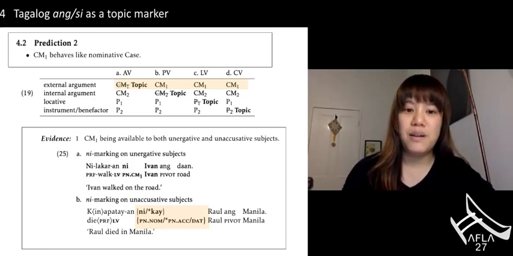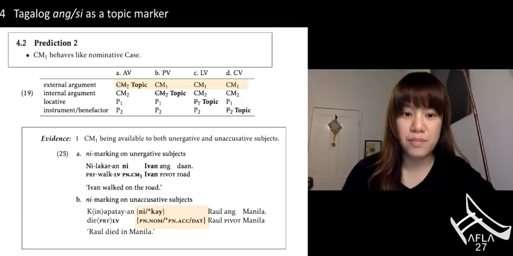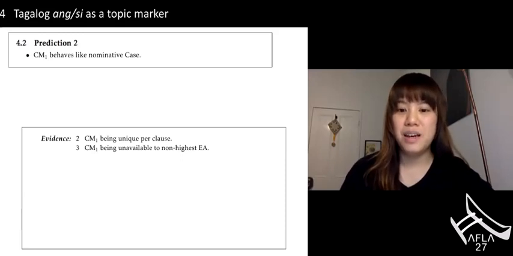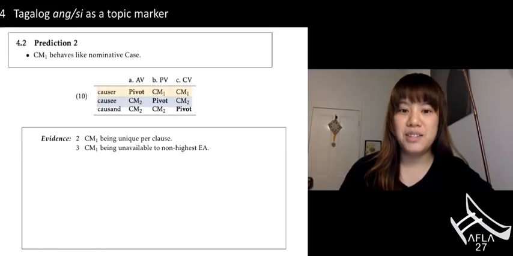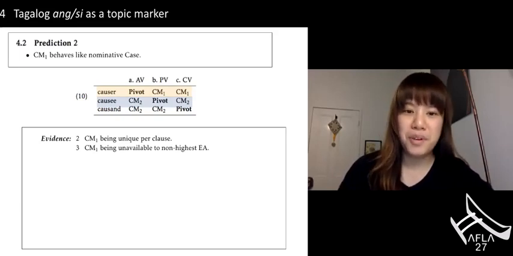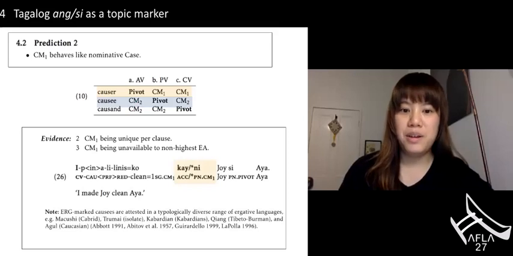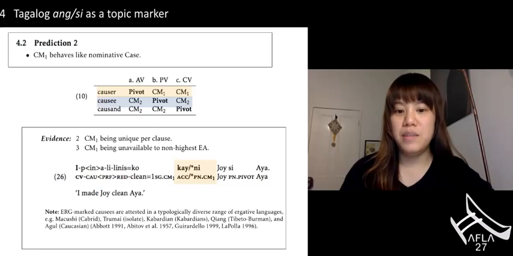So this goes against analyzing it as an inherent ergative case, which should be tied to external argument positions. Okay. The second and third pieces of evidence come from the fact that this marker is unique per clause and is always unavailable to any non-highest external argument. As you can see here in the causative paradigm, CM1 is consistently available only to the causer and not to the causee, although both arguments are typical external arguments, as we have seen in the previous discussion. One example here is 26: for 'I made Joey clean Aya', it's only the causer and not the causee that can bear the CM1 marking.